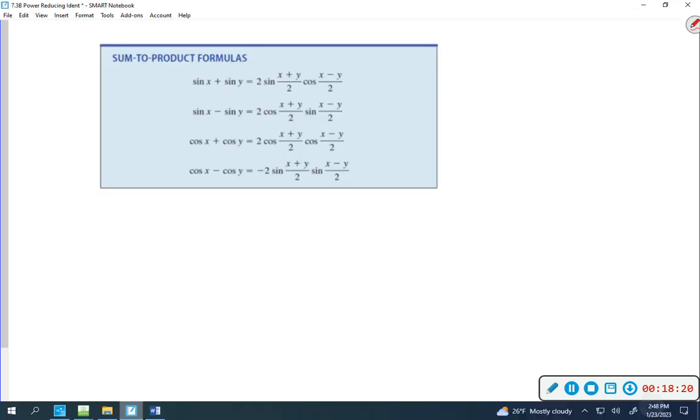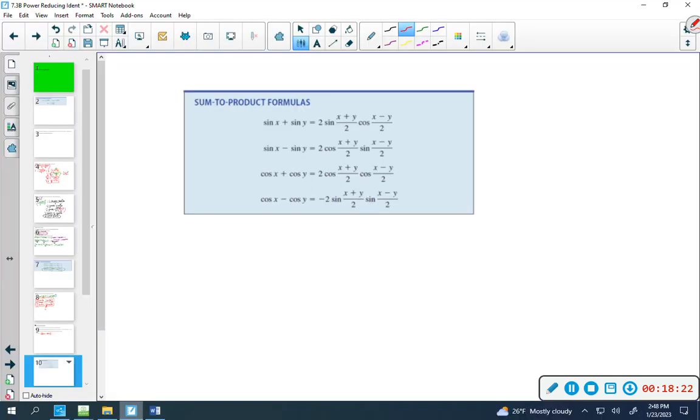So now you're going, of course, sum to product. Now they look crazy. They look super crazy, but remember, x and y represent angles. We can all add angles and divide by 2.